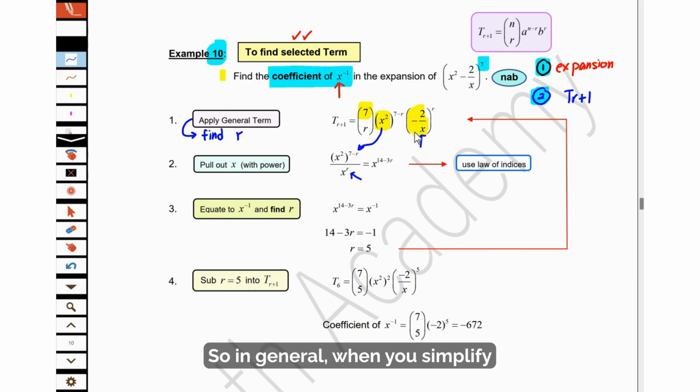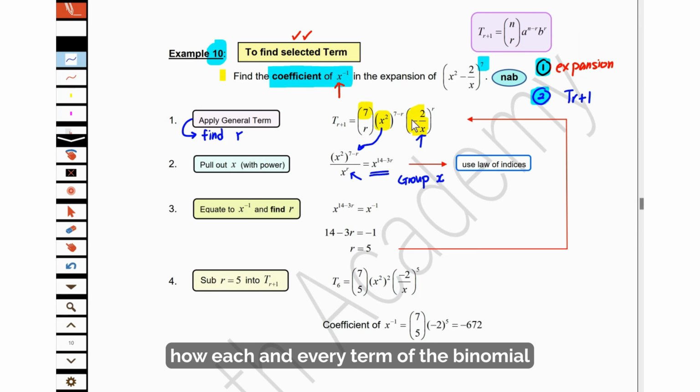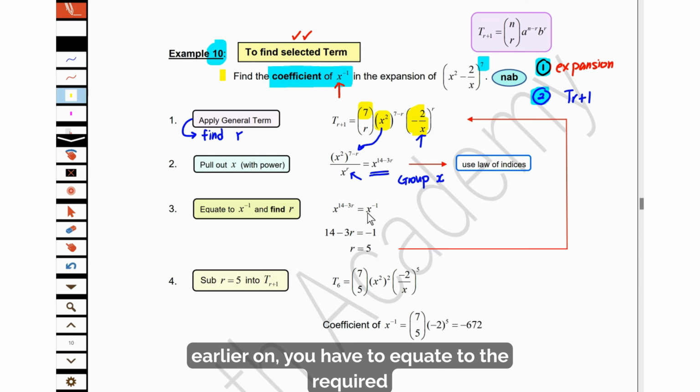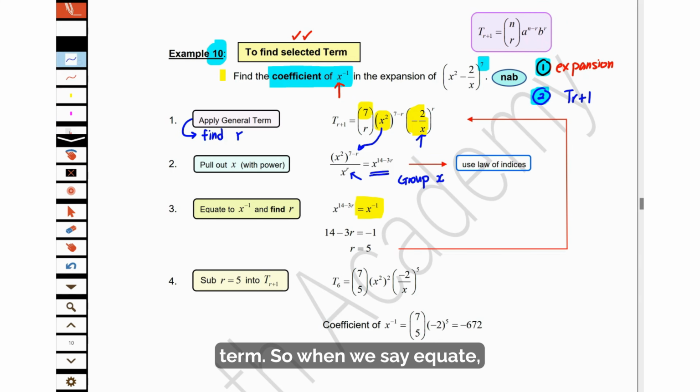So in general, when you simplify your general term and you group all the x together, your x shall look like that. So this portion, I have already grouped all the x together. Now the x should be your x negative 1. Remember, this format is how each and every term of the binomial expansion look like. I'm going to go for the x power negative 1. So whatever that you have found earlier on, you have to equate to the required term. So when we say equate to whatever the question asks for, that allows you to find R.